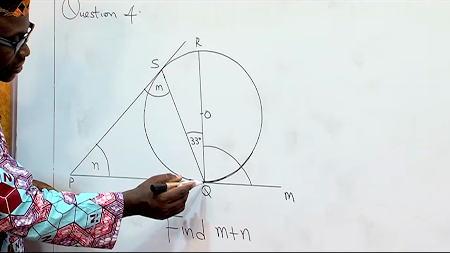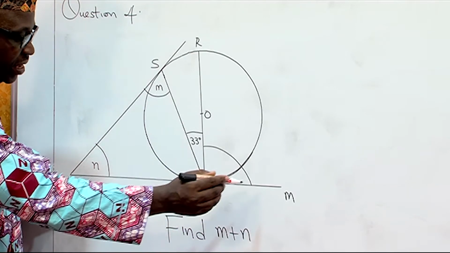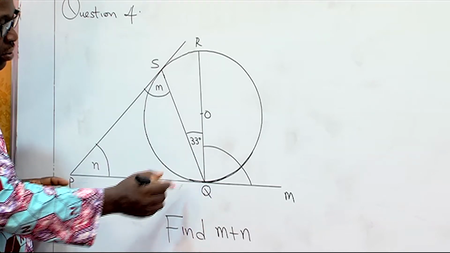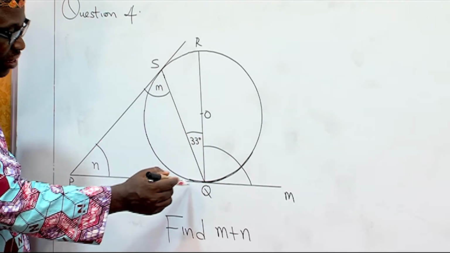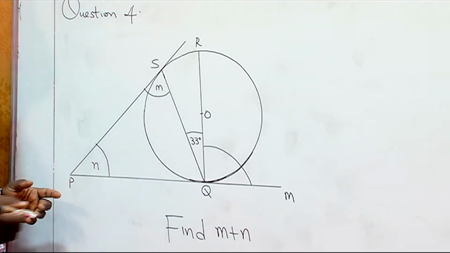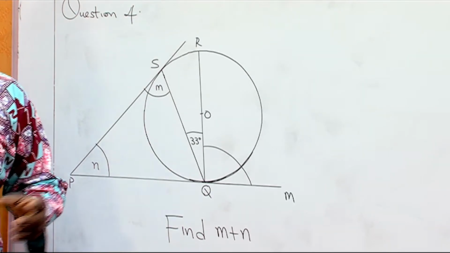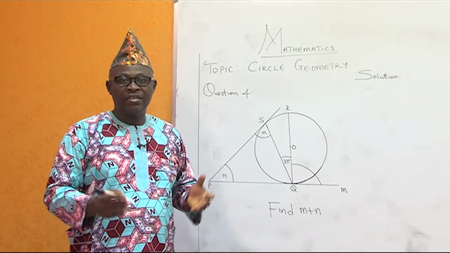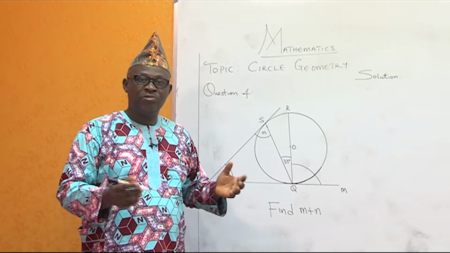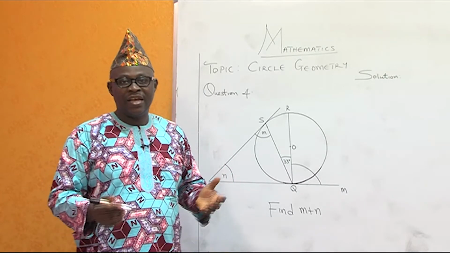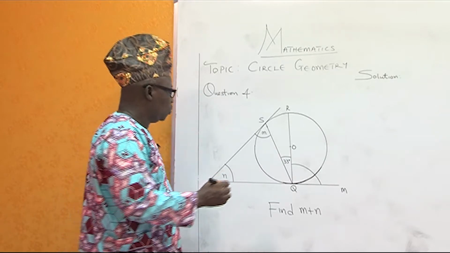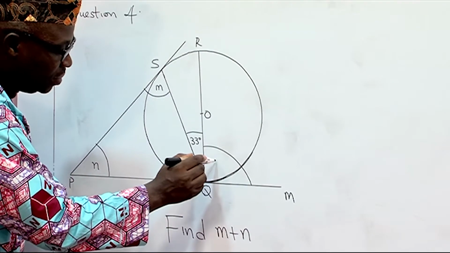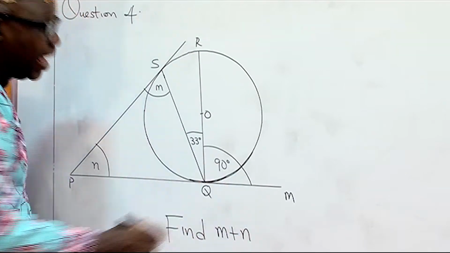Angle RQM is in contact with the tangent PM. And at the same time, this is the center of the circle. So the radius is in contact with the tangent. And we have said earlier on that at the point of contact of the radius to the tangent, the angle is 90 degrees. That is, the radius is perpendicular to the tangent at the point of contact. So because of that, this angle RQM is going to be 90.